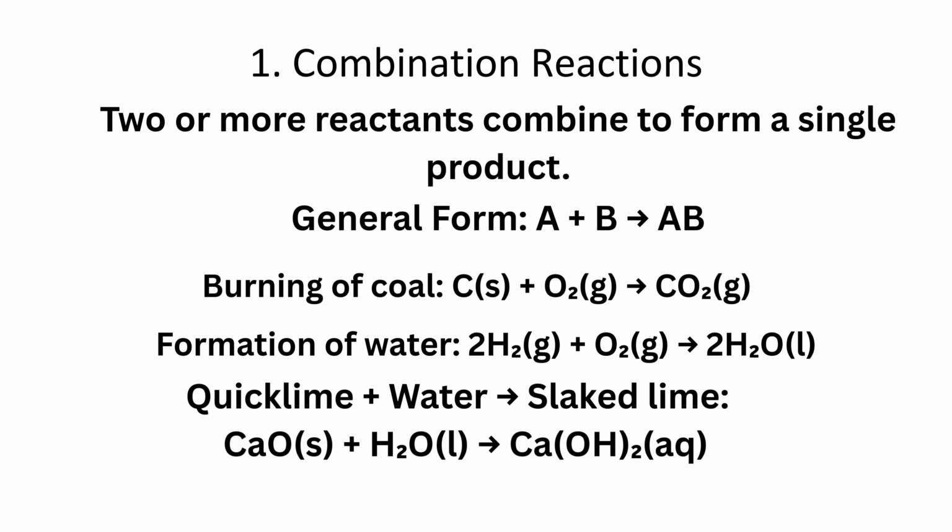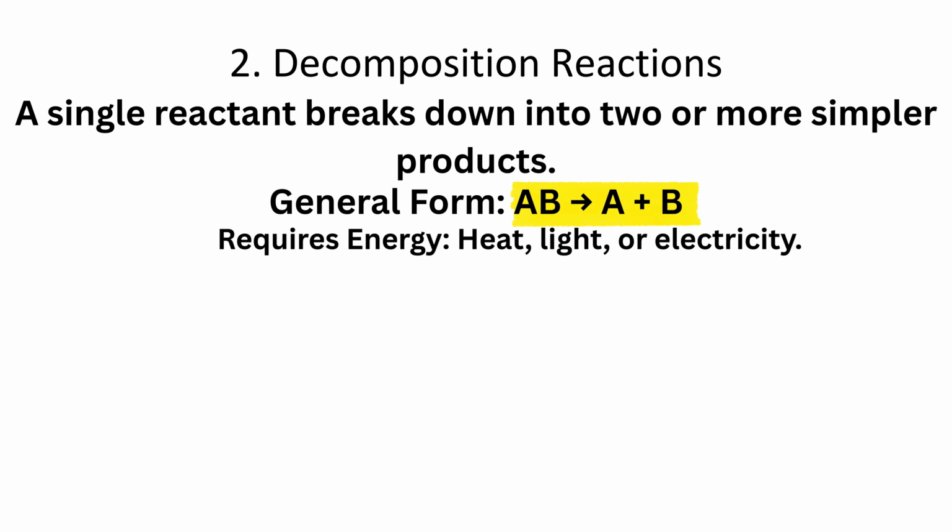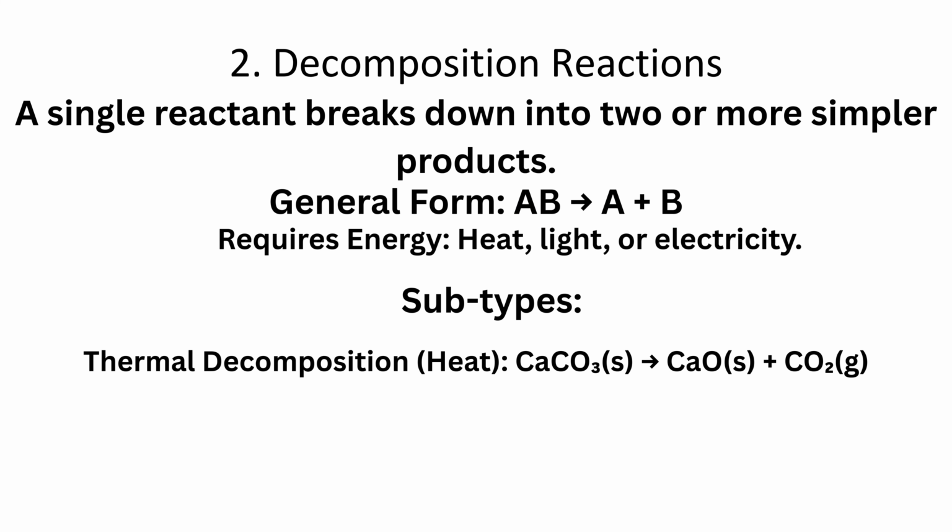Opposite to combination is the decomposition reaction. Here, a single compound breaks down into two or more simpler products. AB breaks down into A and B. Energy is usually required: heat, electricity, or light. Types: thermal decomposition, heat. Calcium carbonate, CaCO3, decomposes into calcium oxide, CaO, and carbon dioxide, CO2, when heated.